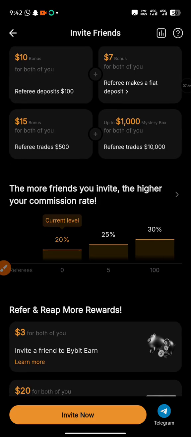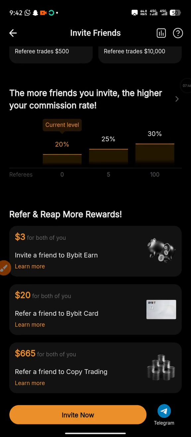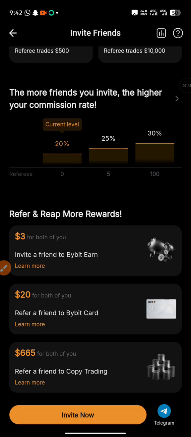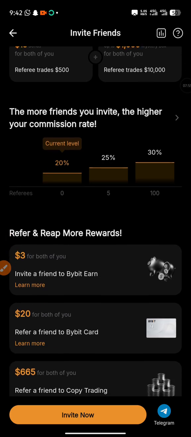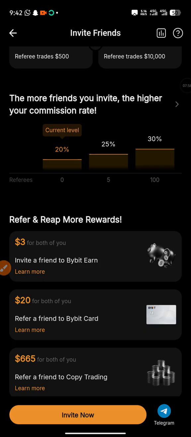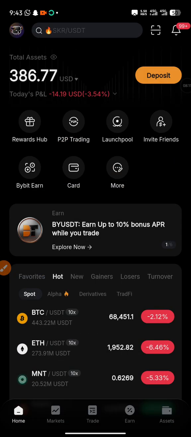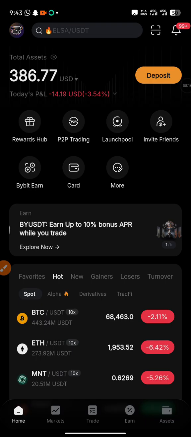Each time someone, a merchant or a trader, signs up using your own referral link, you're going to make a lot of commissions, 20% commission, 25% commission, and also 30% commission. You're going to make real-time commissions, and it will definitely be paid to you. Okay, so it will only be paid to you when those people who sign up fund their accounts and also start trading.